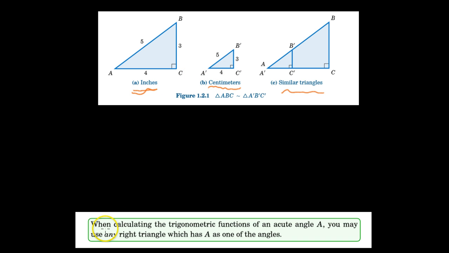functions, you can see that when calculating trigonometric functions of an acute angle, you may use any right triangle which has angle A as one of the angles. The reason is that this angle A is congruent to this angle A, and that's a theorem with similar triangles: if the triangles are similar, all of the corresponding angles are congruent in Euclidean geometry. And same with angle B, which is congruent here. And both of these are right triangles.